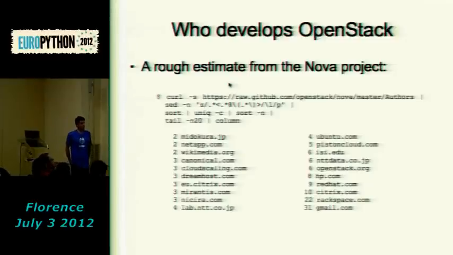Red Hat are big contributors. And HP as well, so HP are implementing their public cloud in it, so they're large contributors. And it's worth mentioning Ubuntu and Canonical here, so you can add those together, and so they're big contributors as well.